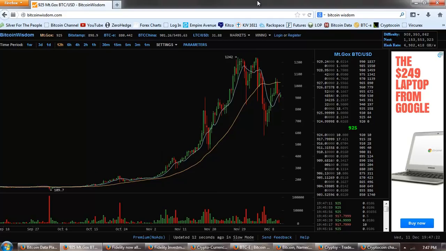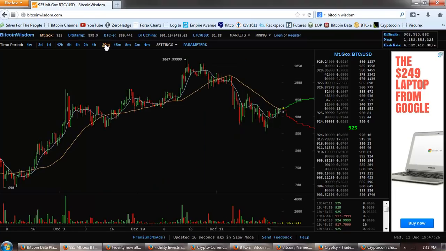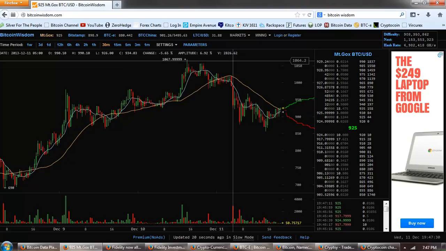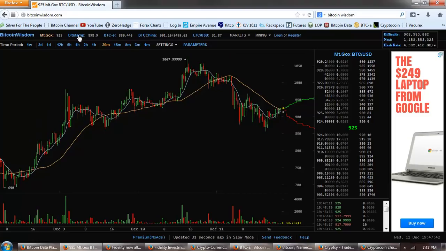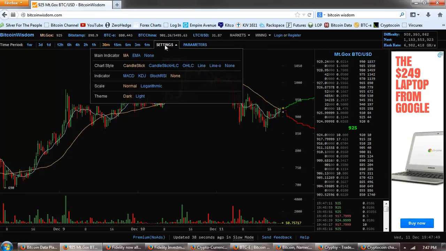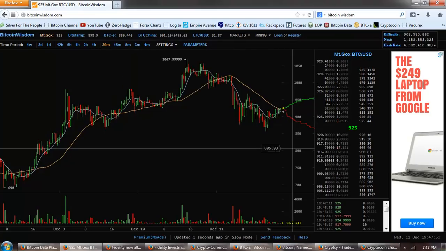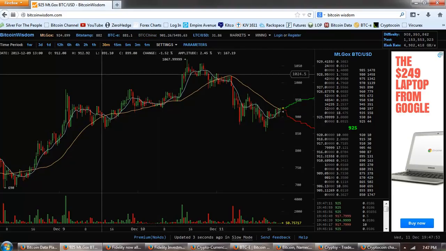We're going to get some different opinions of where we're going based on which time frame we're looking at. We had that very nice rally recovery that topped out there. You can see it topped out at about 1068. And again, that's Mt. Gox. You can see Mt. Gox is quoted 925. Bitstamp is coming in at 900. BTC-e is at 880, and BTC China is at 900. So that's the 30-minute chart.